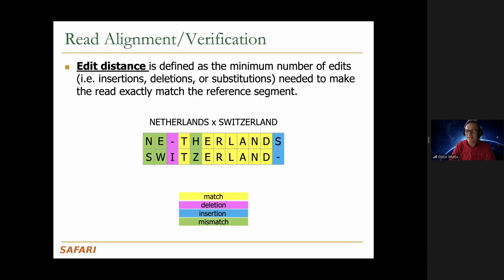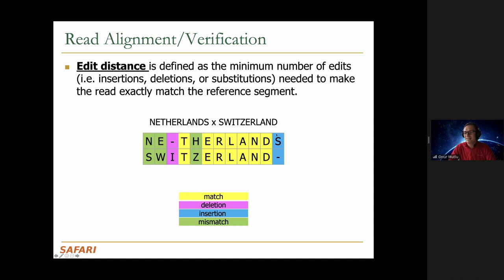So this is one example of edit distance computation between the text Netherlands and the text Switzerland. As you can see over here, there are two mismatches to begin with. There's a deletion over here in the Netherlands that exists in Switzerland. So in this case, Switzerland is the reference, Netherlands is the read. So in the read, there's a deletion, as you can see. And then there's a match, and then there's another mismatch, and then "lands" are over here matching completely. And then there's an insertion that happens in Netherlands that doesn't exist in Switzerland over here.